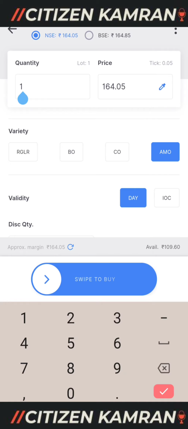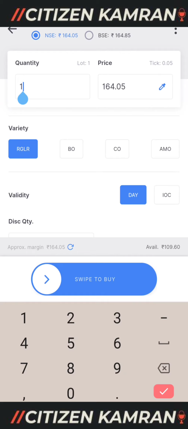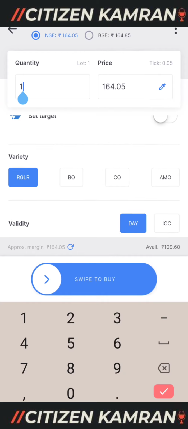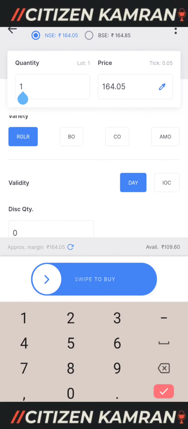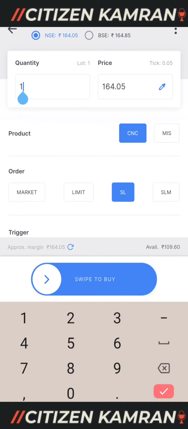So I usually use regular, which basically means you buy it and it comes to your account. And then you have AMO, which is an overnight order. And you can have the validity as 1 day, or the validity can be IOC till it gets completed. So you have MIS and CNC. CNC is basically cash and carry. You buy it and keep it. MIS is usually used for intraday trading.